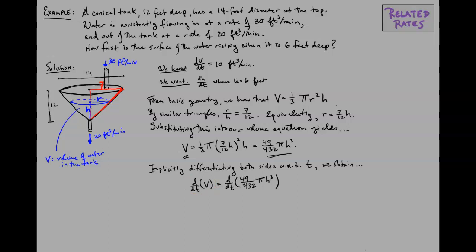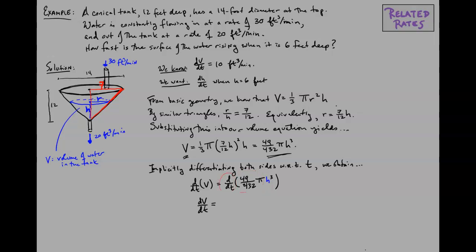On the left-hand side, of course, we just get dv dt. But what about the right-hand side? The thing to remember is that h is itself a function of time. So this isn't just a function of h, it's a function of h which itself is a function of time. It's a composition of functions. We have an inner function, h, which is some function of time, and an outer function which cubes the result of that function and then multiplies by this constant.